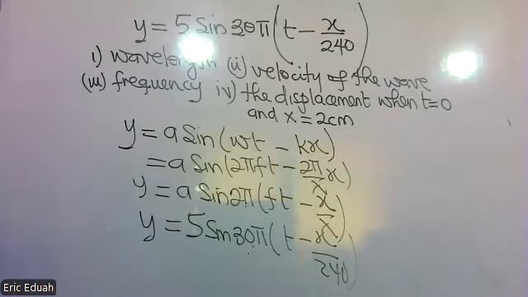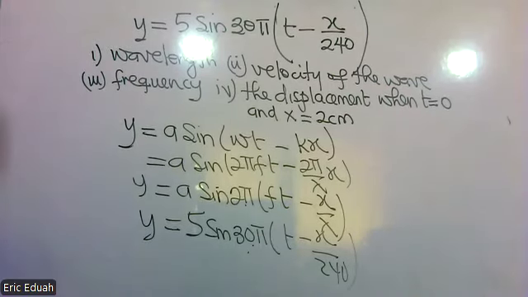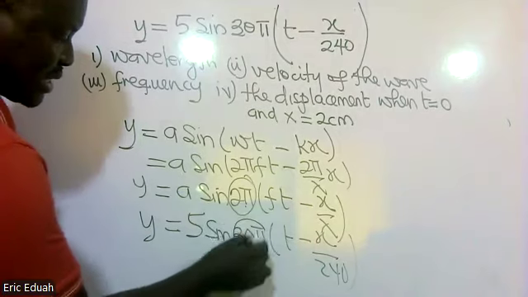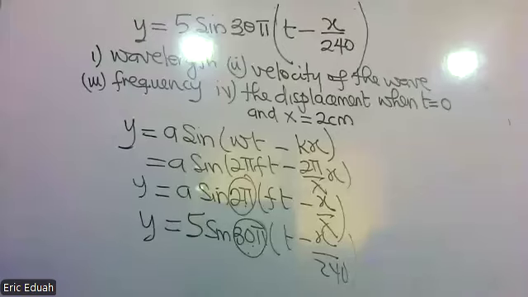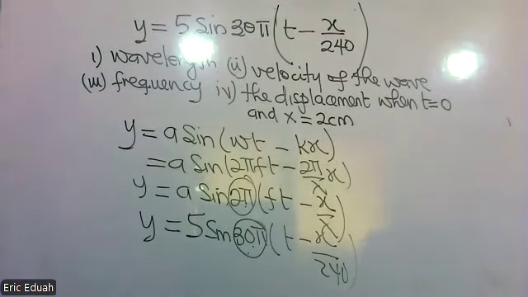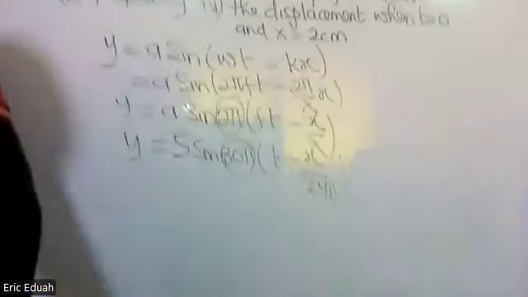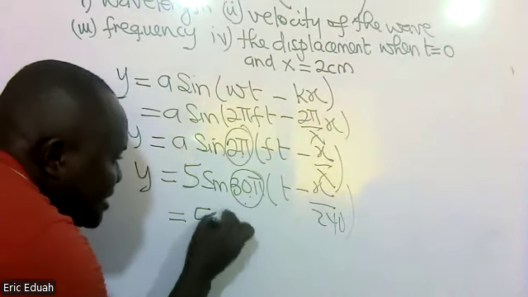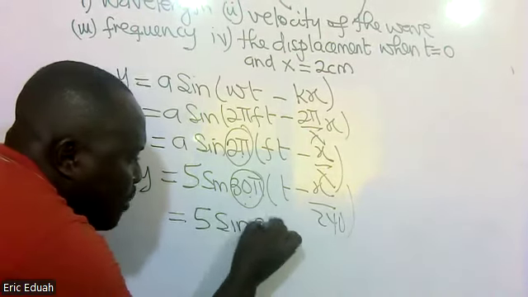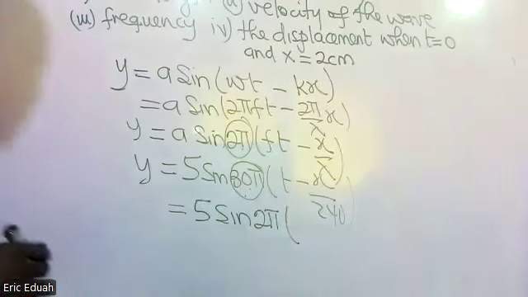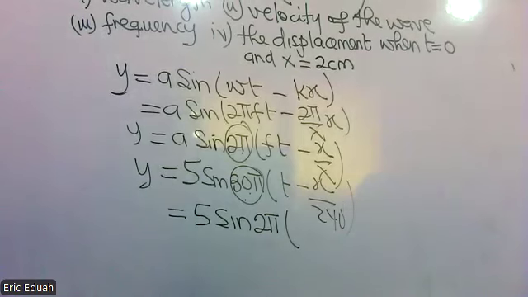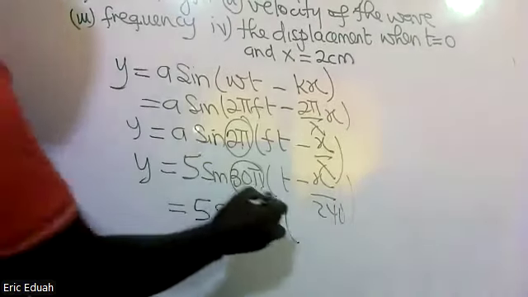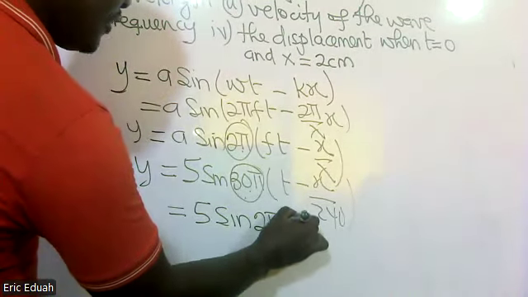The reason why you can't do this is this. Don't forget, whatever is here is not the same as what is here. Before you can do that, this is what you must do. 5 sine, let me leave 2 pi here. If you leave 2 pi here, then you must have 15t.